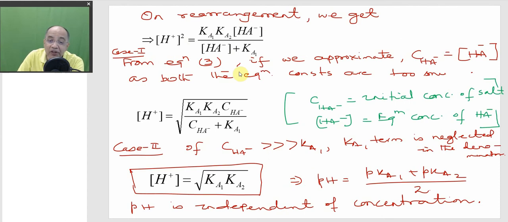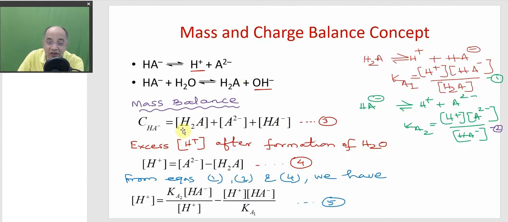And from equation 3, the mass balance, these two are so small, because the two values we have already calculated. This is of the order of 10 to the minus 11, this is 10 to the minus 8. They are so small in the face of this 0.1, 0.2, something like that, that we can confidently approximate the initial concentration of salt as the same as the equilibrium concentration of the salt, that is HA minus. So we neglect this and make an approximation.